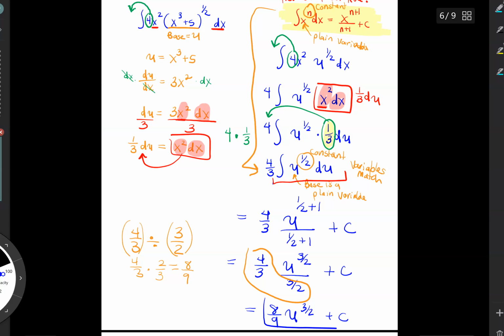And I get all excited and I type that into my math lab and I press enter and it counts it wrong. Why is this wrong? Because we need to unsubstitute that u. You're not done until you get the variable back. Right now I have u's. I originally had x's. I need to get those x's back. So let's go ahead and do that. I'm going to replace the u with a binomial. So I'm really going to get 8/9 binomial to the 3/2 plus c.